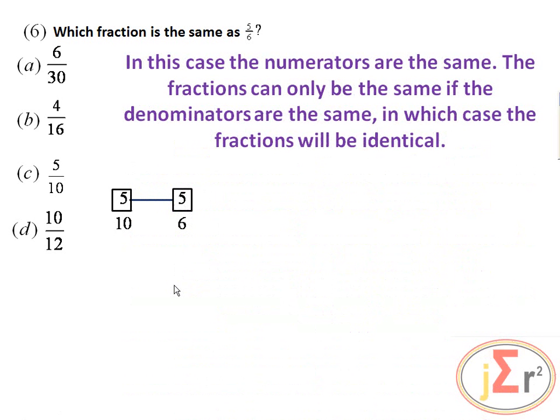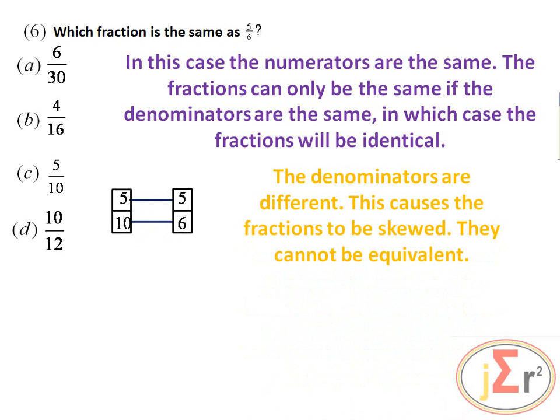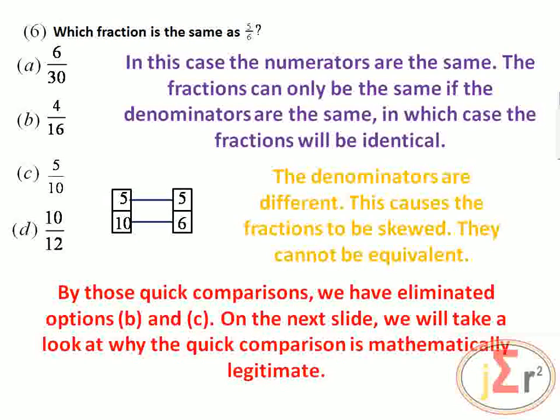In this case, the numerators are the same. The fractions can only be the same if the denominators are the same, in which case the fractions will be identical. Those are different. The denominators are different. This causes the fractions to be skewed. They cannot be equivalent. By those quick comparisons, we have eliminated options B and C. On the next slide, we will take a look at why the quick comparison is mathematically legitimate.